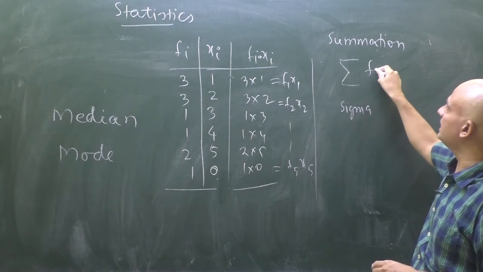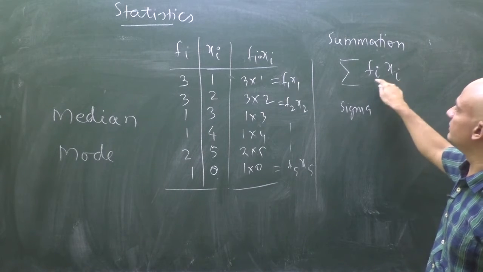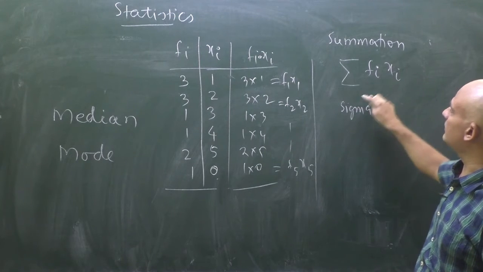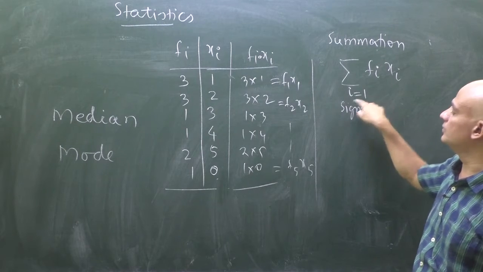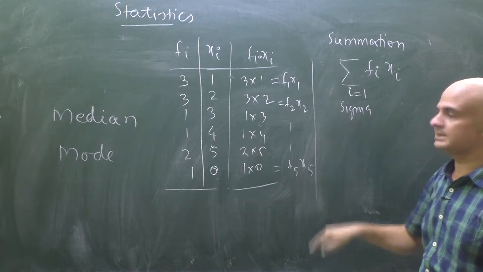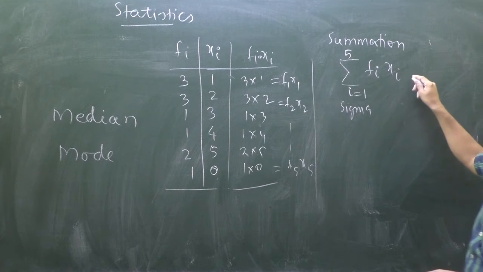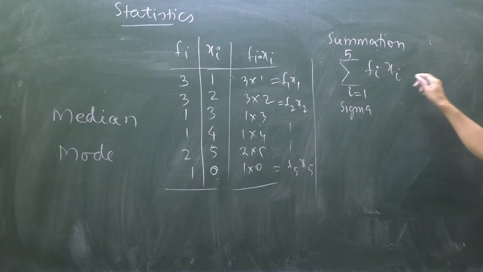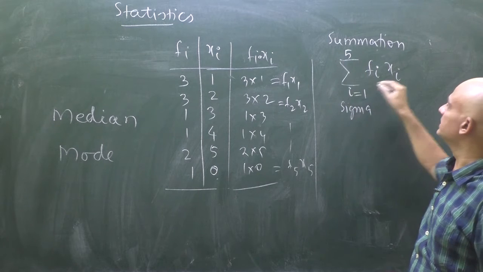And how do we write? Sigma Fi Xi means we shall add all Fi Xi. But what is i? i should be from 1 to here. In this case, i will be 1 to 5. Then we shall write F1 X1 plus F2 X2 plus F3 X3 up to what? Up to F5 X5.